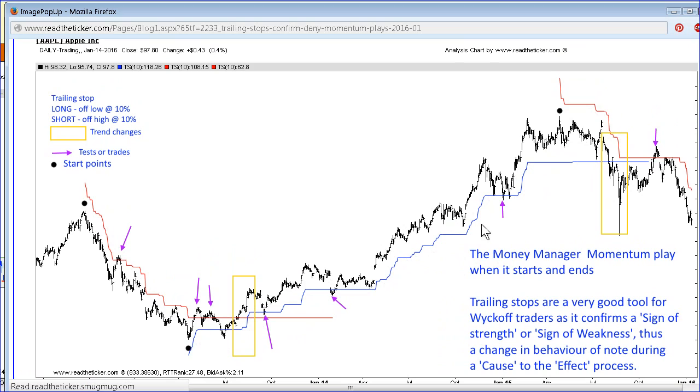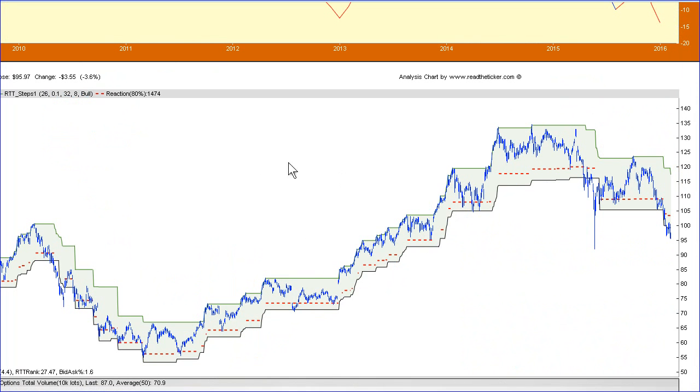Now, one of the problems is we want to see where the stop is for that trend. So we have a tool called RTT Steps. Just keep in mind, look at this blue line, see how it's trailing up, a 10% stop below the low, and see how it's stepping up quite nicely, and notice where it is relative to price action. If we go to this tool called RTT Steps, the setting is 26.01, 32, 8, it's a bull, that's a bull trend, so we're looking at it going up.